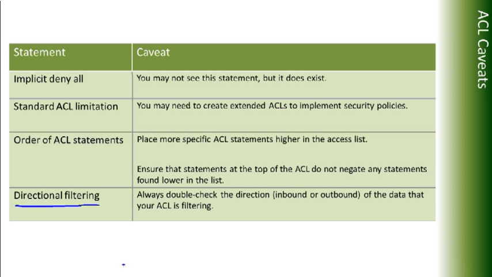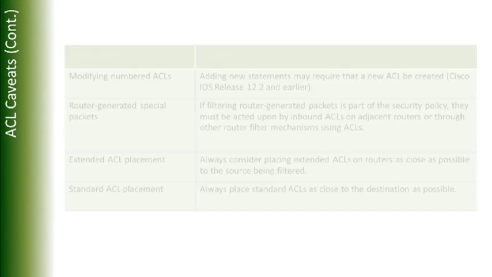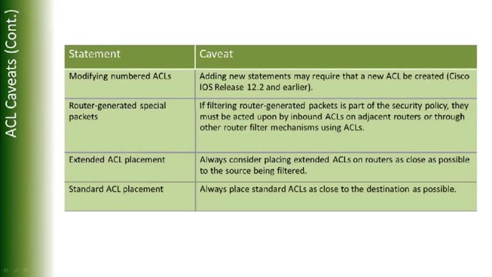So always create them, really think about them, and then make sure you're putting them in the correct direction. Remember, we can modify our ACLs, whether they're numbered or they're named. I demonstrated this, how they're all going to have line numbers now that we can very easily go in and manipulate. We demonstrated that we got to be careful with router-generated packets. They are not going to be filtered by the ACLs by default. And we demonstrated extended ACL placement being as close to the source as possible, and standard ACL placement being as close to the destination as possible.